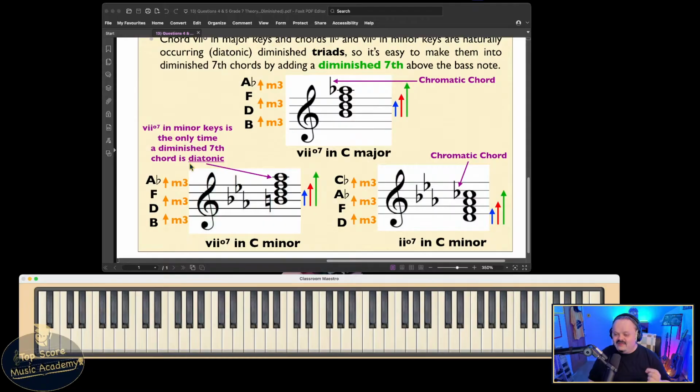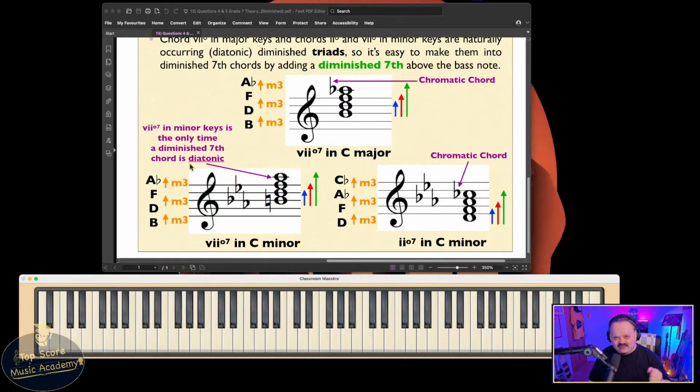Number two, the next most important thing. In major keys, the most logical place to see them is chord 7, the leading note chord. And in minor keys, the most logical place to see them is chord 2, the supertonic chord. In major keys, the leading note chord is a diminished triad, and in minor keys, the supertonic chord is a diminished triad. You're halfway there already to create fully diminished seventh chords. All you've got to do is add the diminished seventh on top, and you're done. So that's why they're the most obvious place to see them.